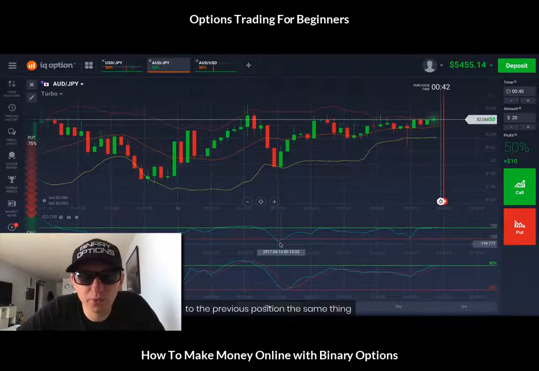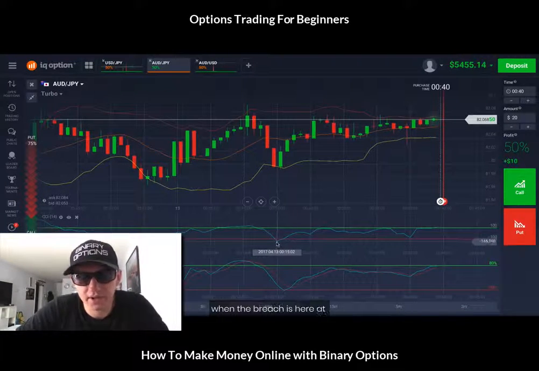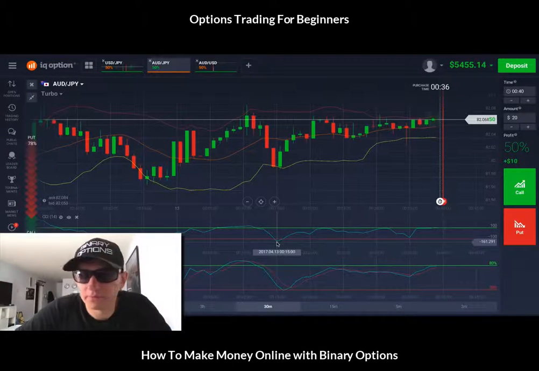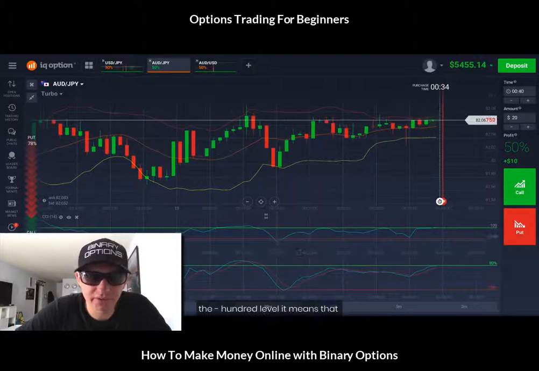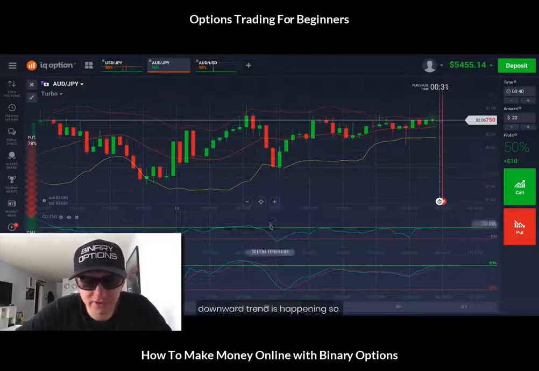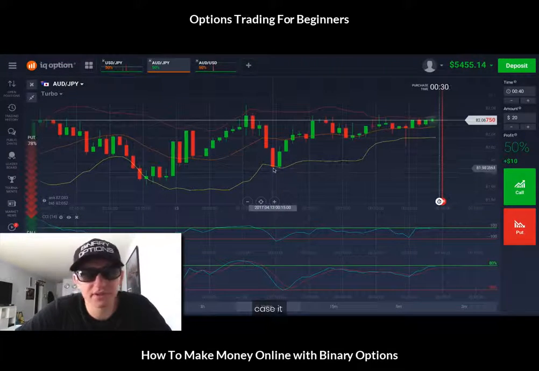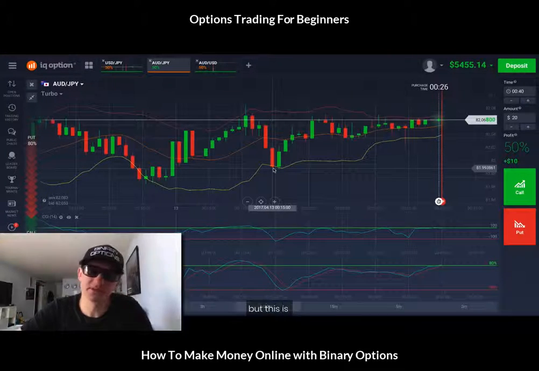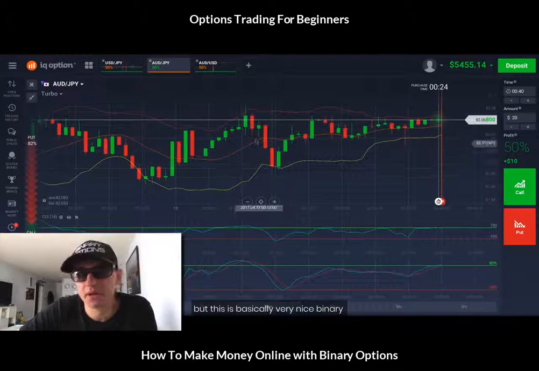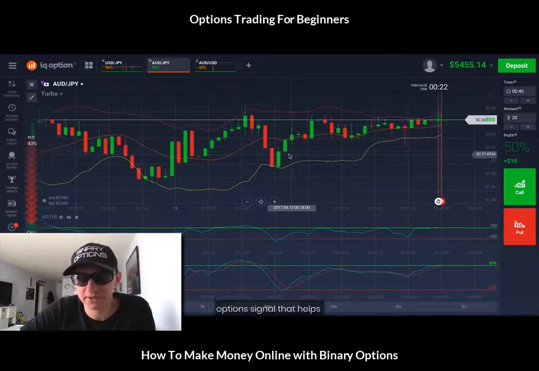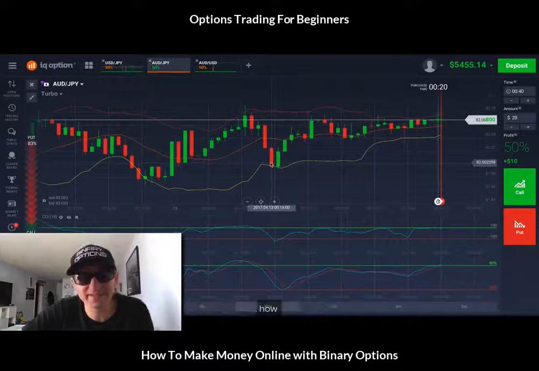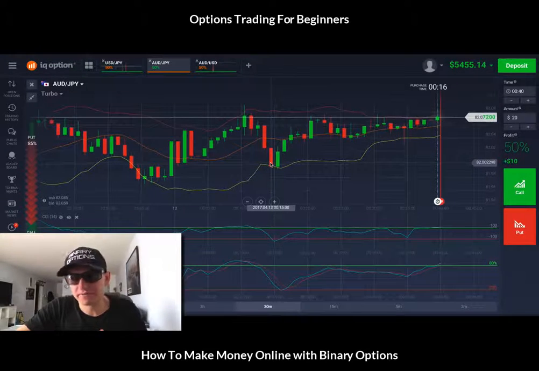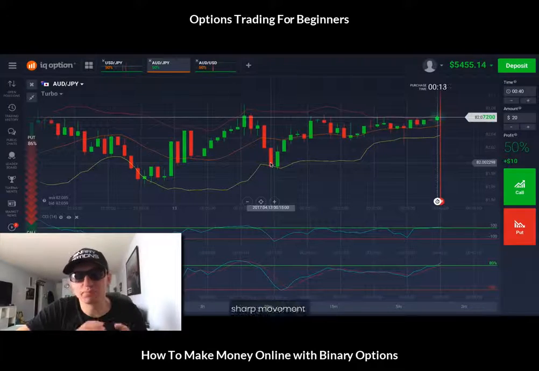The same thing when the breach is here at the bottom at the minus 100 level. It means that a downwards trend is happening. So in this case it was very short term, but this is basically a very nice binary options signal that helps us understand how the price is gonna behave after this sharp movement happened.